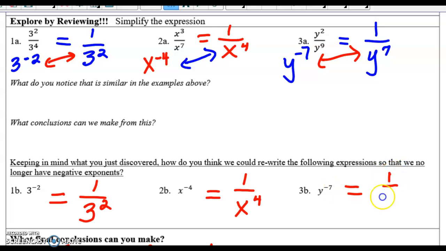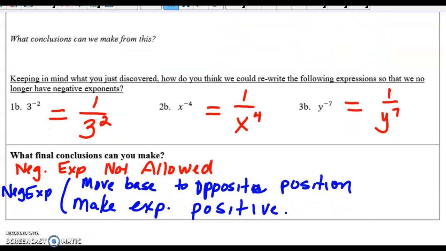In algebra, in your final answer you cannot have negative exponents. They're not allowed. So we're going to have to change that, and this is what we're going to do. Negative exponents are not allowed. So if you have a negative exponent, what you should do is move the base to the opposite position and make the exponent positive. Okay, so that's the real deal of how you're going to do these problems.